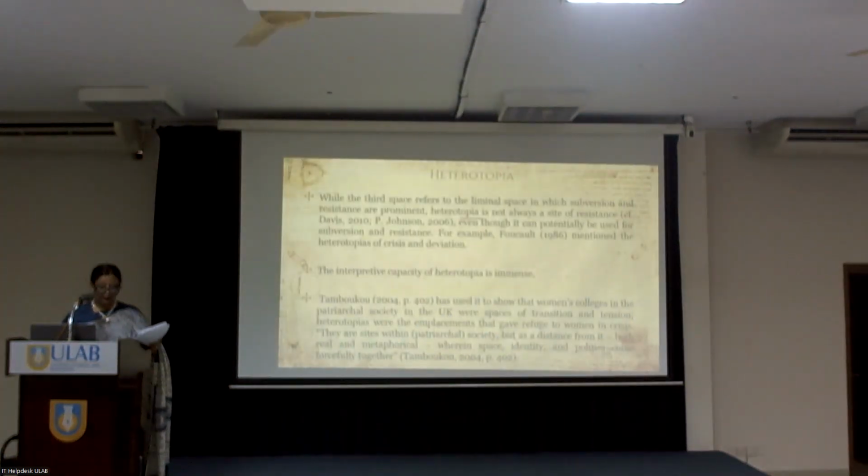All right. So what is this heterotopia? There's a difference in the sense that when third space talks about transferring norms, heterotopia may not, in fact, challenge the norm. It can do other things as well. So the third space refers to liminal space. Liminal space means a space in which subversion and resistance are prominent, but it is not always a site of resistance. For example, Foucault mentioned that heterotopia is of crisis and deviation.